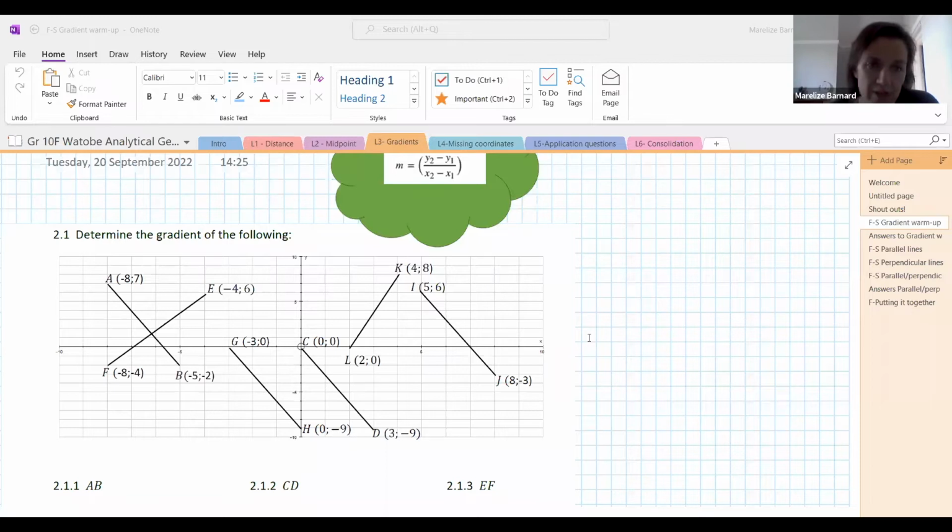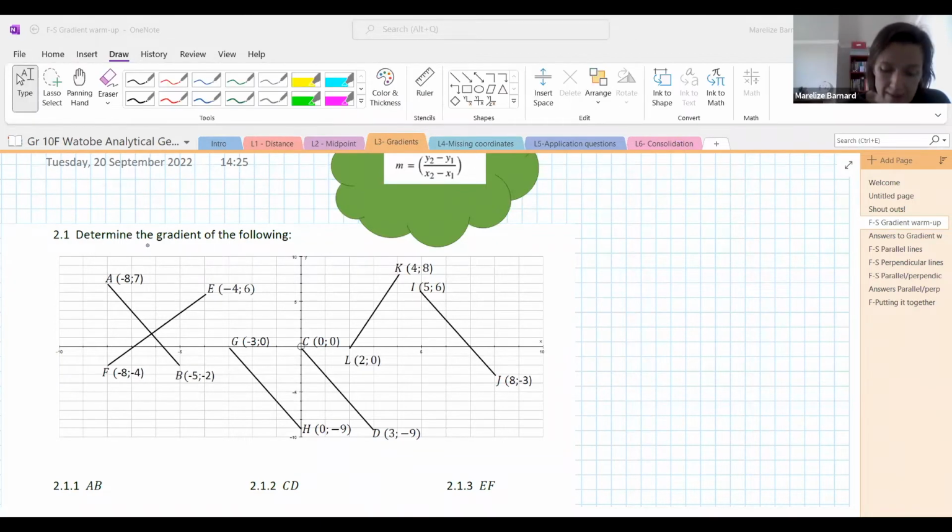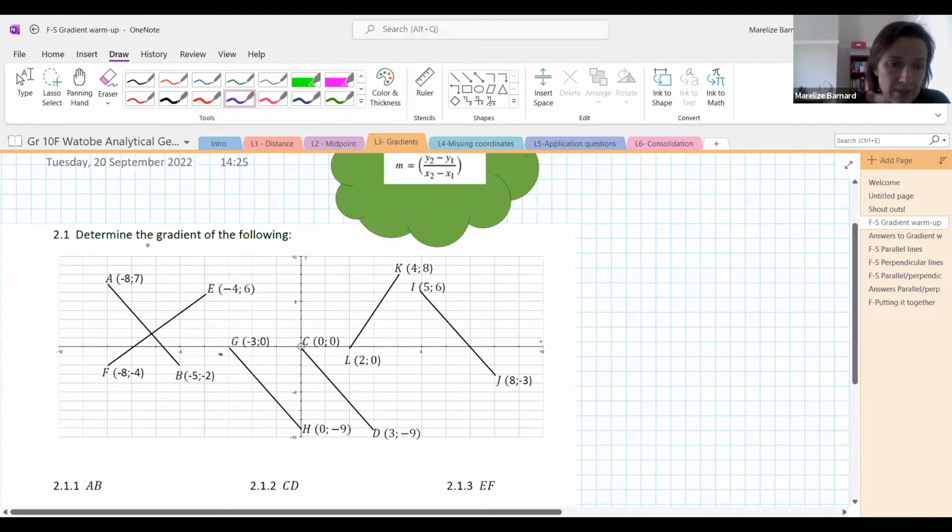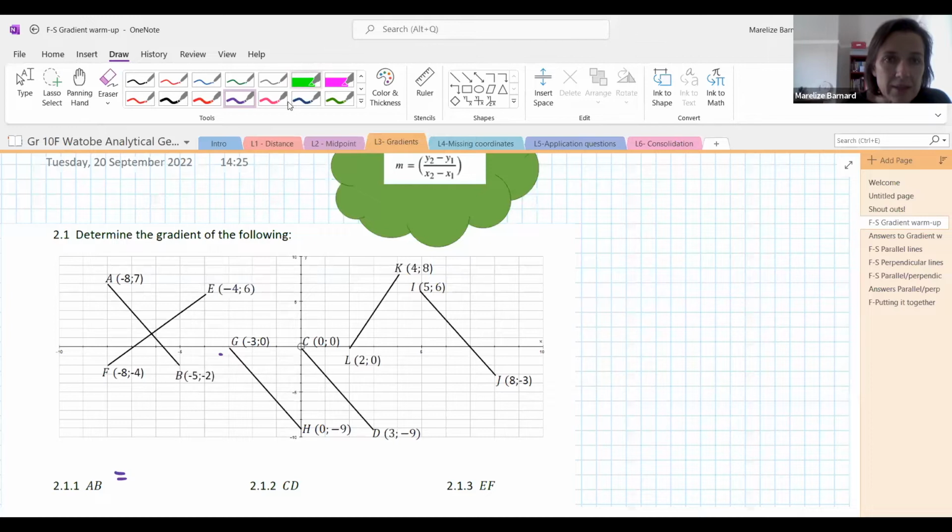To refresh your memory, because you've done gradients before in grade 9 and in grade 10, if you've done analytical geometry, I'm just going to do the first one with you, which is AB. So here is A and there's B. Let's highlight it so it's just a little bit clearer on the screen. And we're going to do change in y over change in x. So we're going to take 7 minus the other y value at point B, which is minus 2.